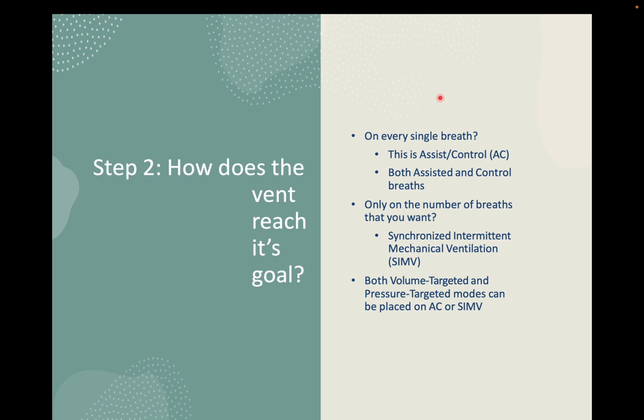Whereas in assist control, every breath, whether the patient takes it or the ventilator delivers it, is supported by the ventilator. In synchronized intermittent mandatory ventilation, only breaths occurring during the intermittent mandatory phase are supported by the ventilator. Breaths occurring in between, generated by the patient, are not supported by the ventilator and are completely dependent on the patient's effort. So this is the difference between assist control and synchronized intermittent mandatory ventilation.